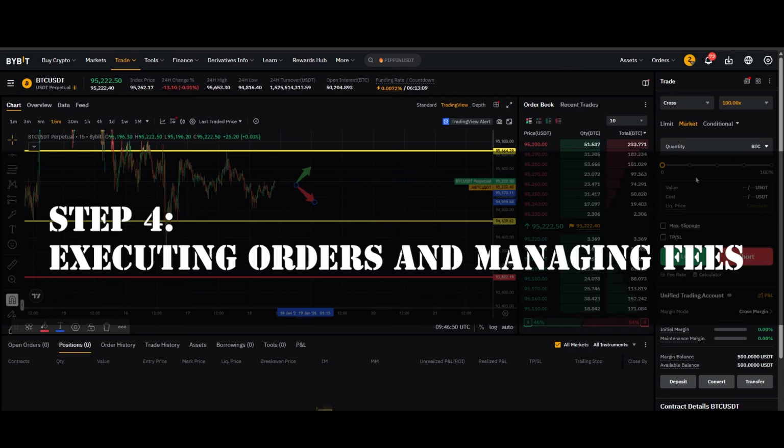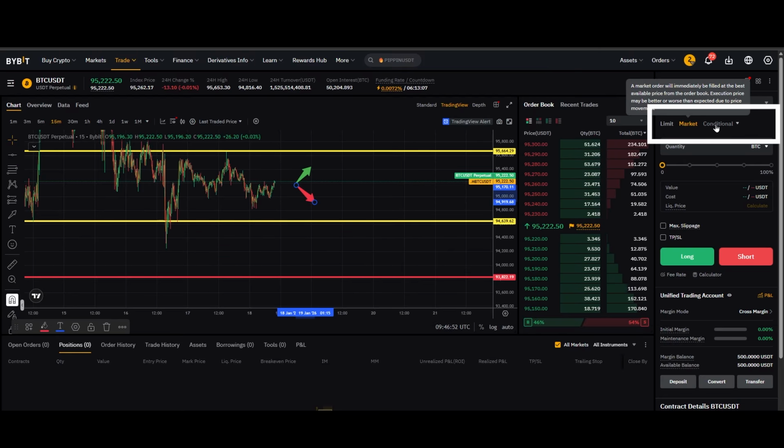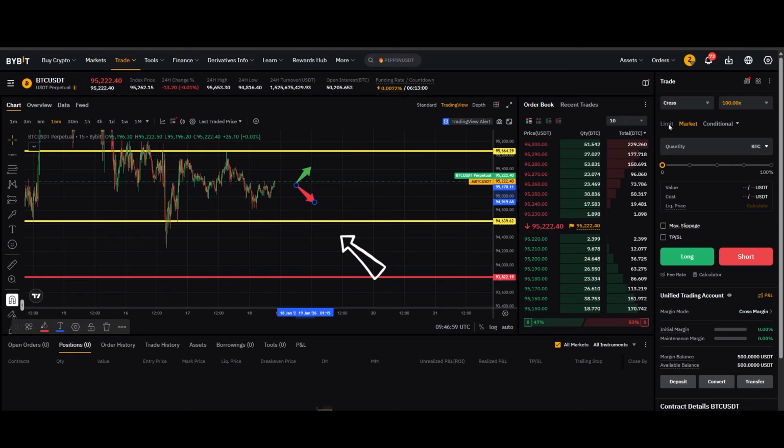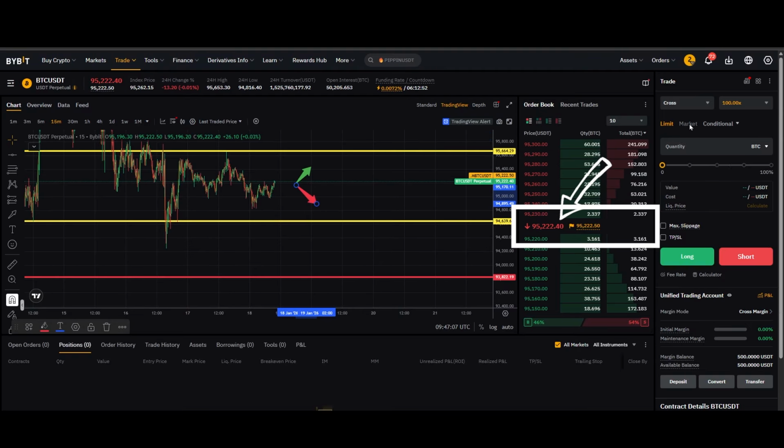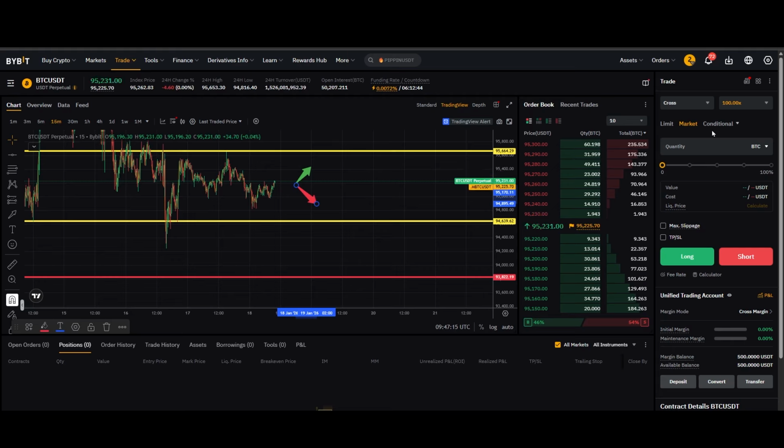You have three main order types: limit, market, and conditional orders. A limit order lets you choose your price. No rush, you wait. A market order executes immediately at the current price. It's fast, but fees are higher. And this is where most people miss something critical.